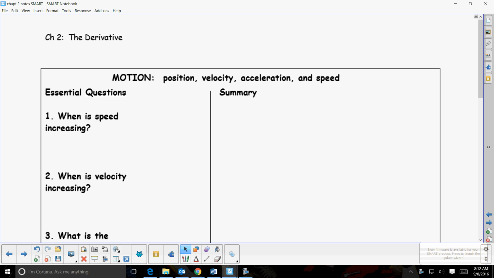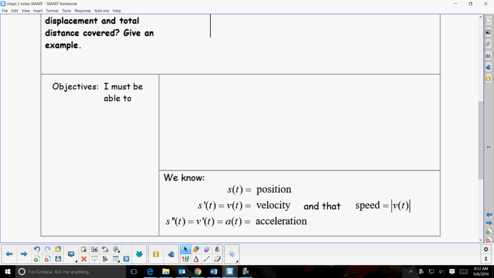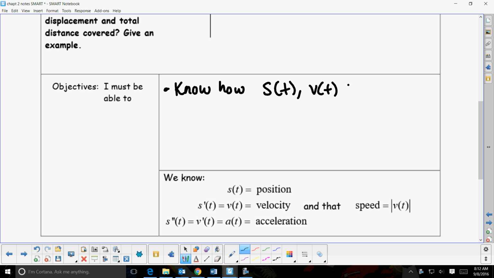Position, velocity, acceleration, and speed. So we're going to do a lot more with that. We're going to know how position, velocity, and acceleration are related. And again, we've talked about that, we're just going to do more. And then the other one, we're going to talk about how v of t and velocity and speed are related.